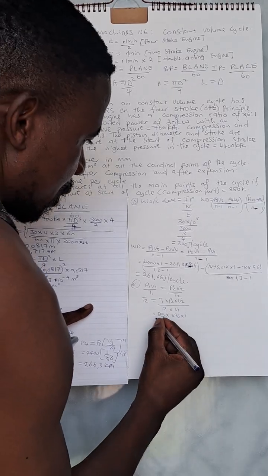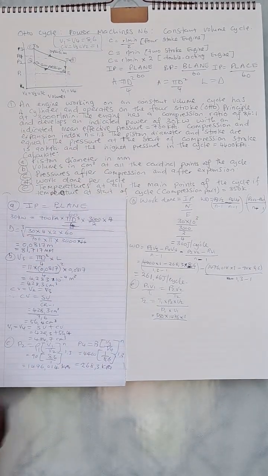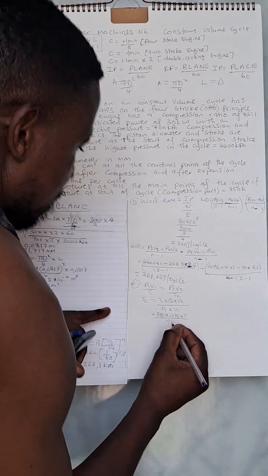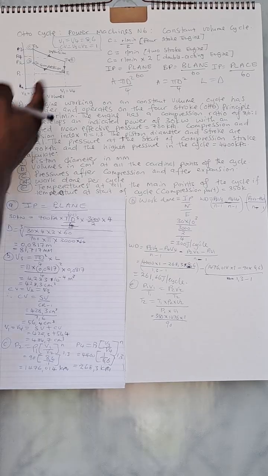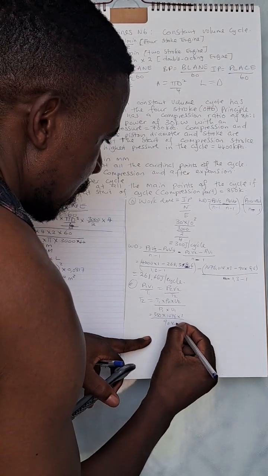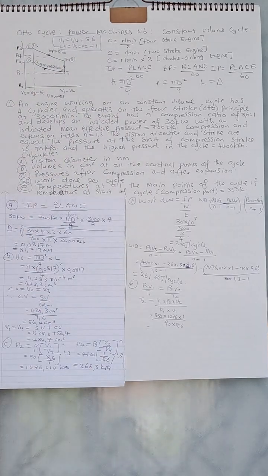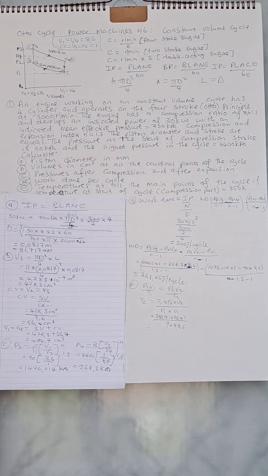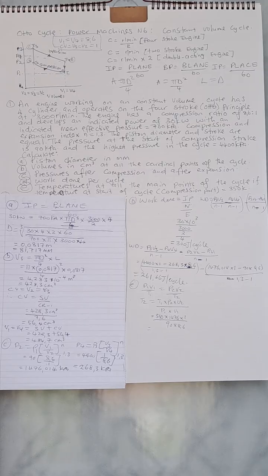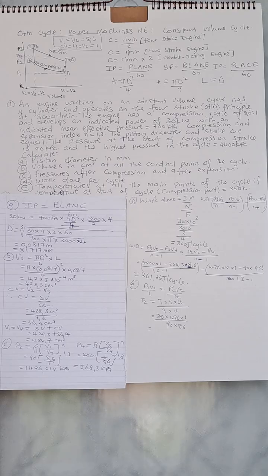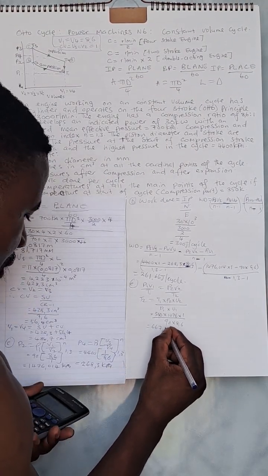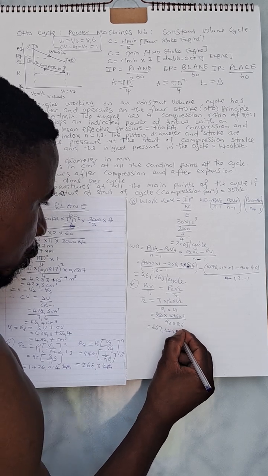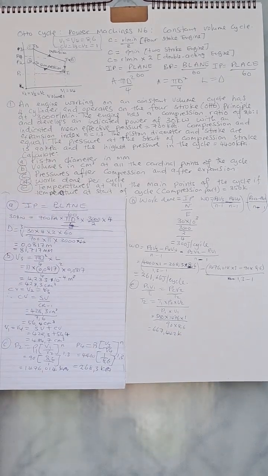So whether we substitute it, it won't make any difference. Our P1 is 90 kilopascal, which is the pressure at the start of compression, and our V1 is 8.6. So 350 times 1476 divided by 90 times 8.6. I'm getting 667.442 Kelvin. That's our T2.